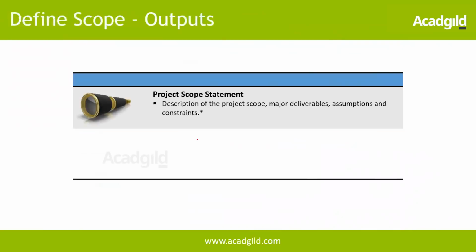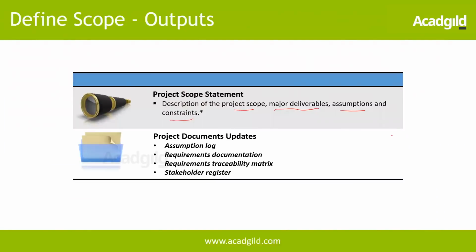Finally, we get the output, which is your project scope statement, which talks about the project scope, the major deliverables, assumptions and constraints. Please note that wherever possible, the assumptions and constraints need to be mentioned so that they can be looked at again when we look at risk management. Then the other outputs could be assumption logs. All these assumptions may go here. The requirements documentation and requirements traceability matrix can undergo an update anytime, and then the stakeholder register, because the stakeholder register is going to contain all the requirements of all the stakeholders.